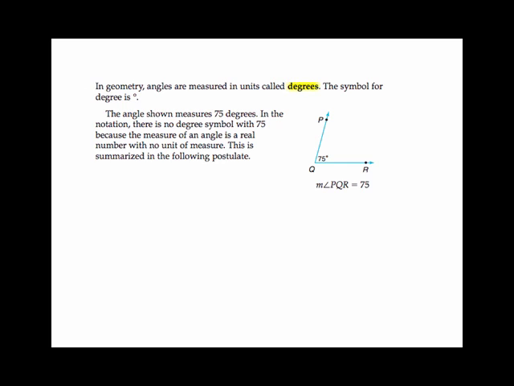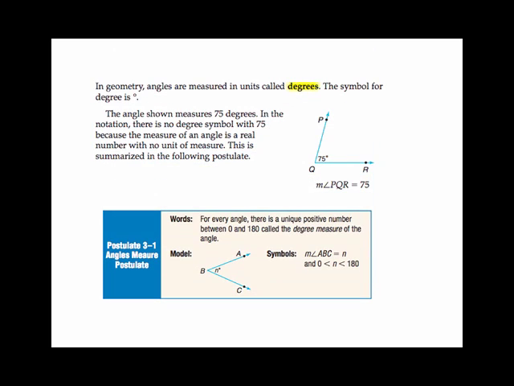In geometry, angles are measured in units called degrees. The symbol for the degree is the little circle placed at the top right of the number. The angle shown measures 75 degrees. In the notation, there is no degree symbol with 75 because the measure of an angle is a real number with no unit of measure.